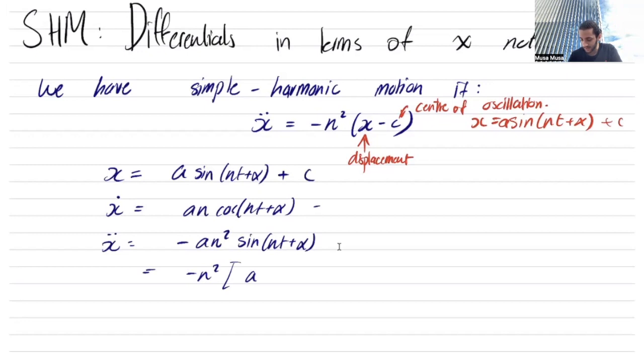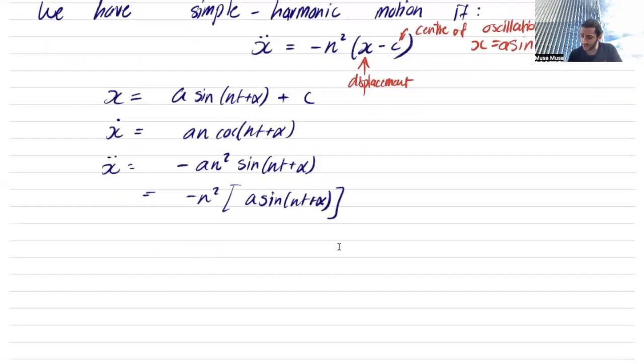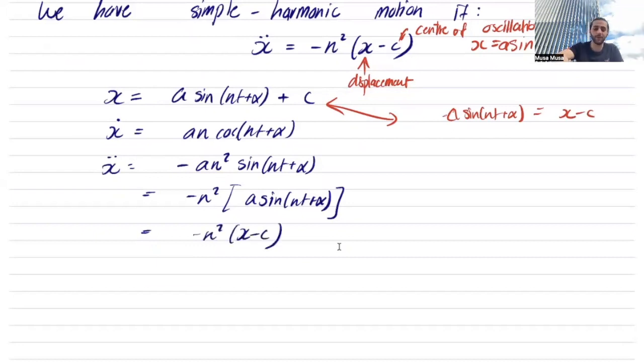which of course, if I take a negative n squared out, I'm left with, let's say I put a plus c, then it's a sine nt plus alpha, which if we just rearrange this first equation, you can see that a sine nt plus alpha equals x minus c. So you can just sub that in and you get minus n squared times x minus c. Wonderful. If something follows that, then we have this second derivative.